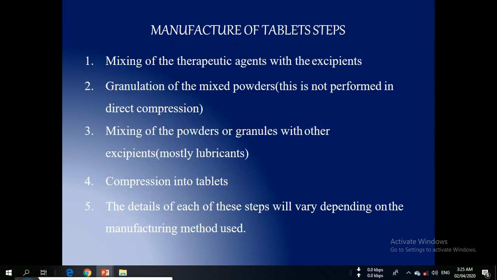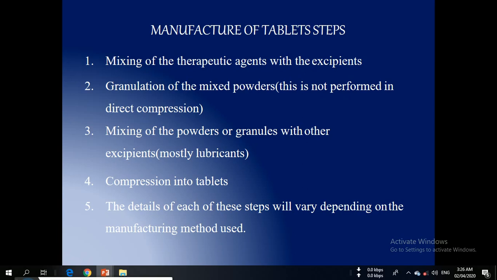Now we come to the steps of tablet manufacture. These are the following steps which are involved in the manufacturing of tablets. The first one is mixing. First of all, I am going to mix the therapeutic agent with the excipients, so it must be compatible with them. Then the granules are formed from the mixed powders.